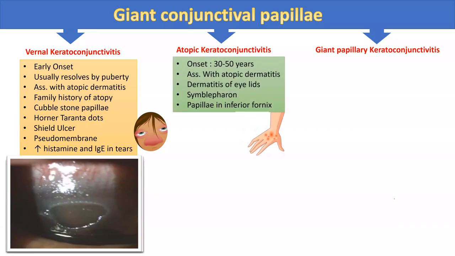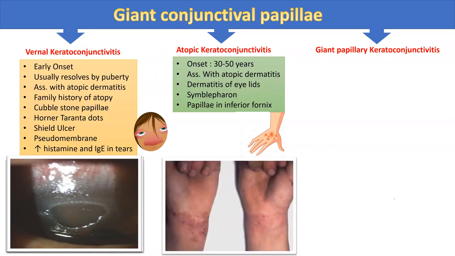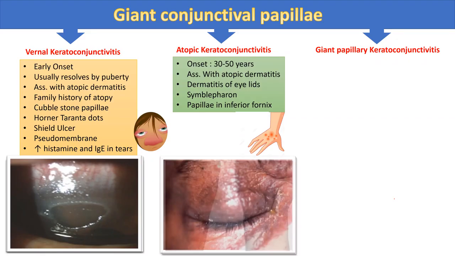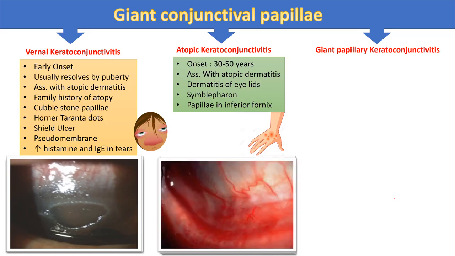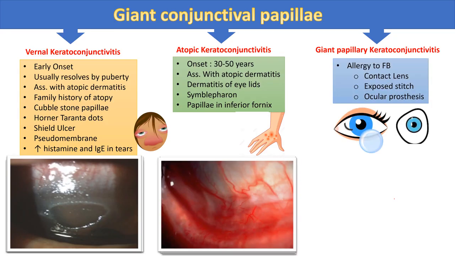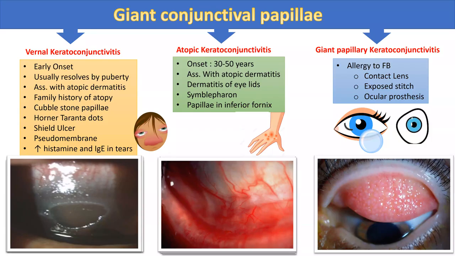Atopic keratoconjunctivitis is more common between 30 to 50 years old, and it's associated with atopic dermatitis, dermatitis of the eyelids, symblepharon, and papillae in the inferior fornix. You can see the affection of the atopic dermatitis, the maceration of the skin, the symblepharon, and the subconjunctival hemorrhage. Giant papillary conjunctivitis can occur due to allergy to foreign bodies such as contact lens, exposed stitch, ocular prosthesis, and scleral buckle, characterized by giant papillae like that.